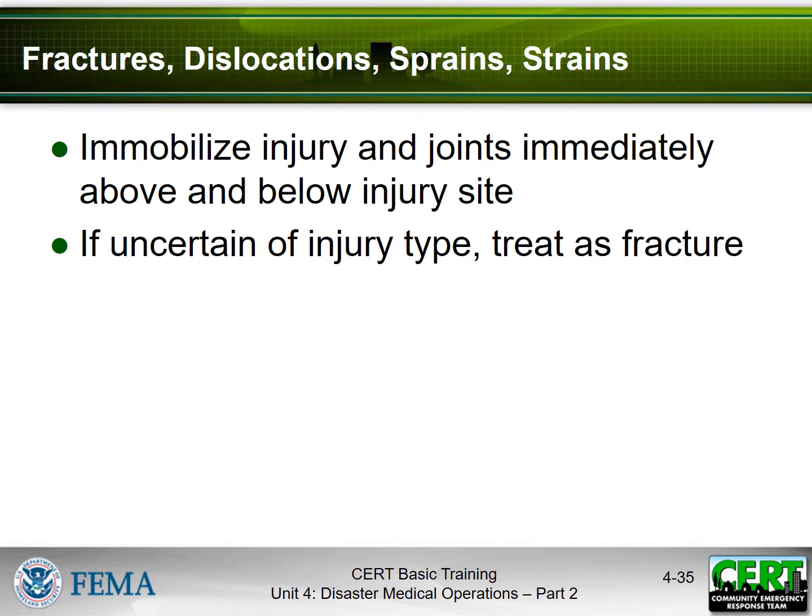Fractures, dislocations, sprains, and strains. Immobilize injuries and joints immediately above and below the injury site. If uncertain what type of injury, treat it as a fracture. Splint it. We'll talk about splinting in class, and you actually get a lot of training with splinting. But if you have an uncertain injury type in an extremity, whether it be a fracture, dislocation, sprain, or strain, and you cannot tell what it is, treat it as a fracture and splint it.